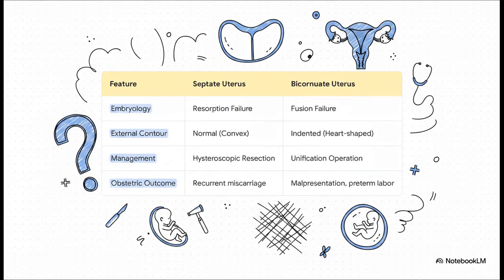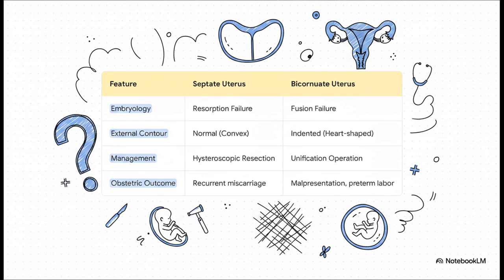Septate versus bicornuate. In your Viva, you will be asked to tell them apart. And the absolute key is the external contour of the uterus. A septate uterus looks completely normal from the outside. The problem is all internal. A bicornuate uterus, on the other hand, has that classic heart-shaped dip on the top.